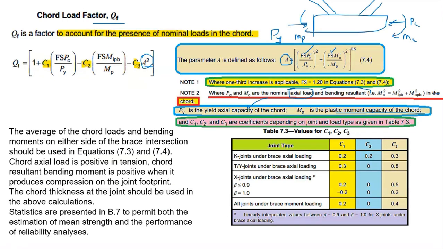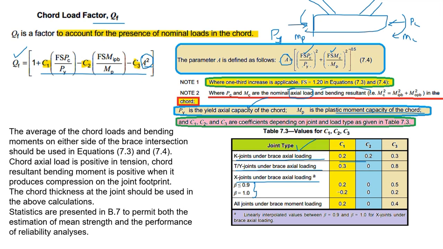Then C1, C2, C3 also depend on the joint type and loading type: K joints under brace axial loading, TY joints under brace axial loading, X joints under brace axial loading. It depends on the further classification, beta less than 0.9 or less than or equal to 1. We have different C1, C2, C3 parameters. So once we substitute all these things, we will get the QF.